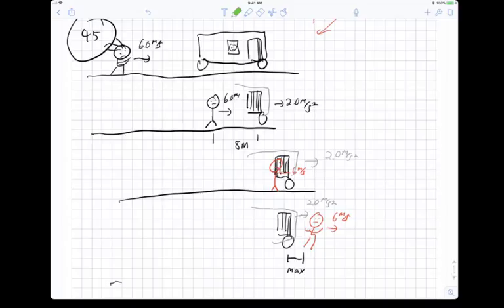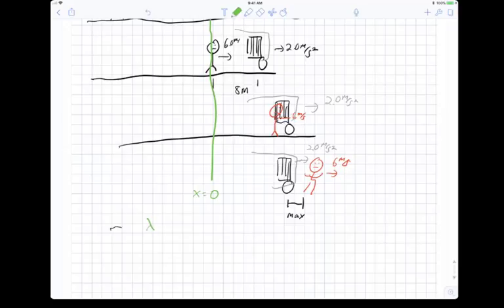So, what's the maximum distance she gets ahead of the door? I guess to do this we need some equations of motion, right? So let's start our reference frame here. Okay, so her motion is described in terms of being at initial position 0, and she's moving at 6 meters per second.